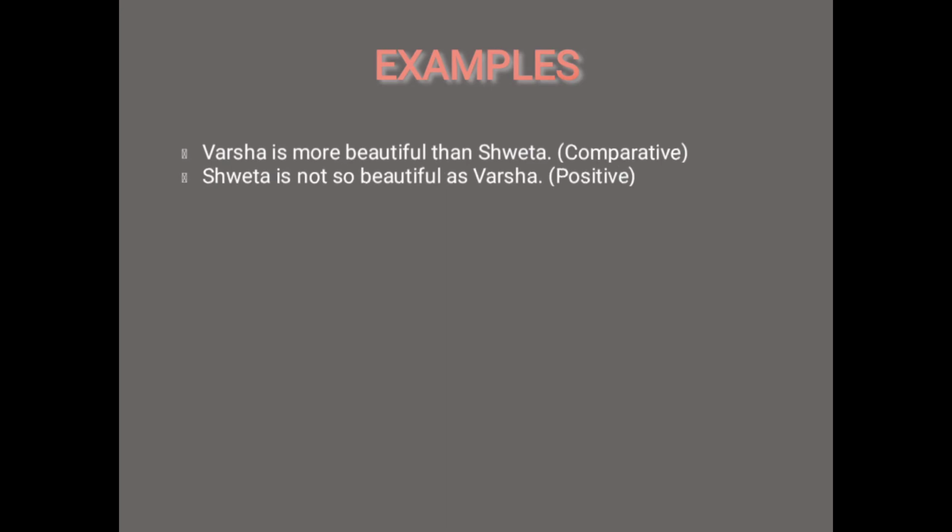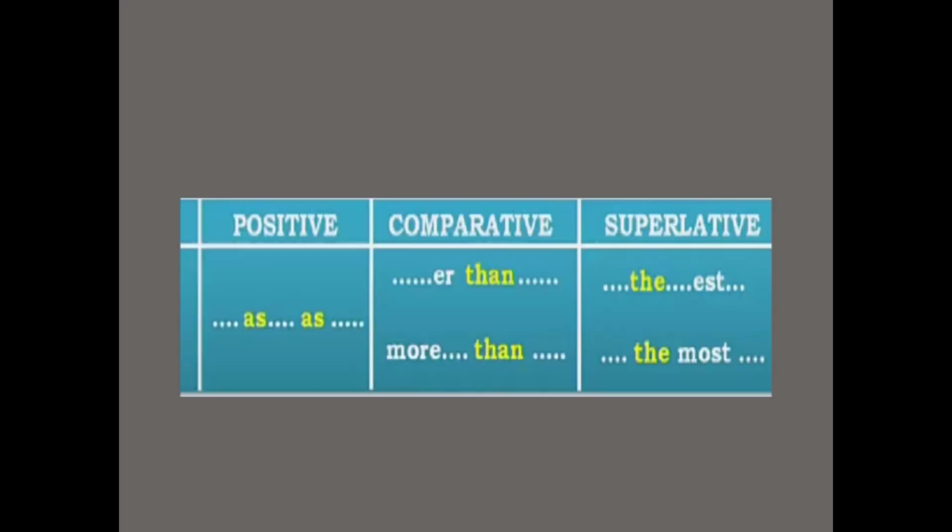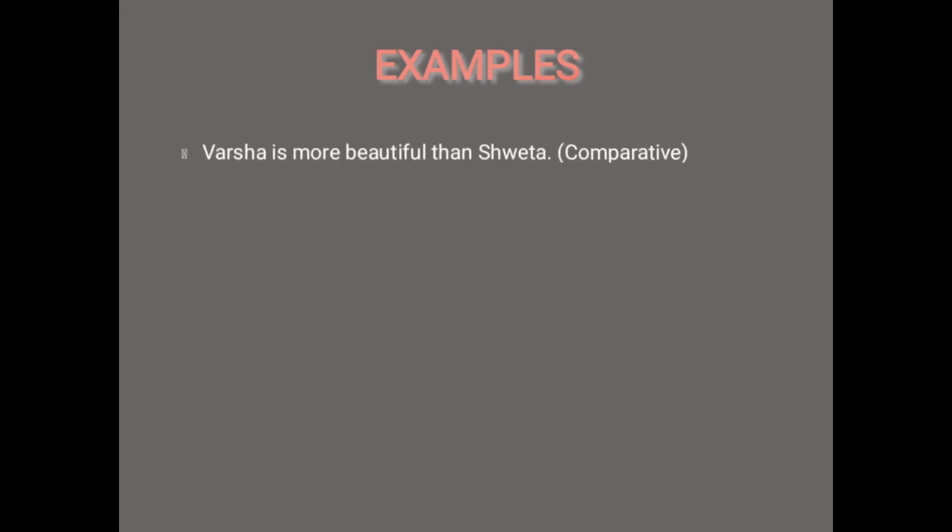See, Varsha is more beautiful than Shweta. So it is in the comparative form. Than is used over here, so we can say that more plus than is used, and this degree is in the comparative form. While converting this degree into positive form, it will be: Shweta is not so beautiful as Varsha. You can either write: Shweta is not as beautiful as Varsha.